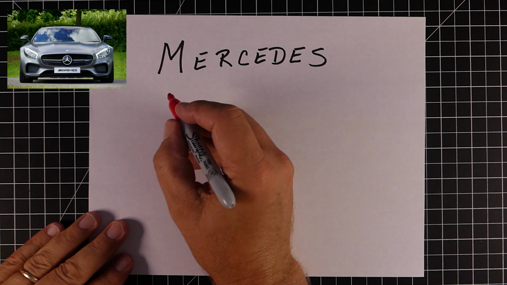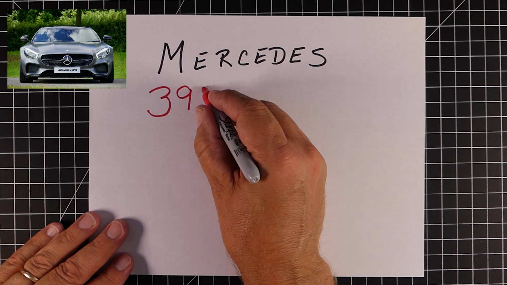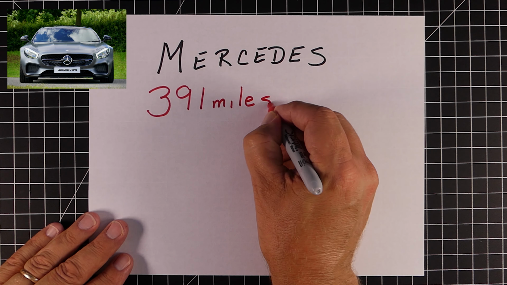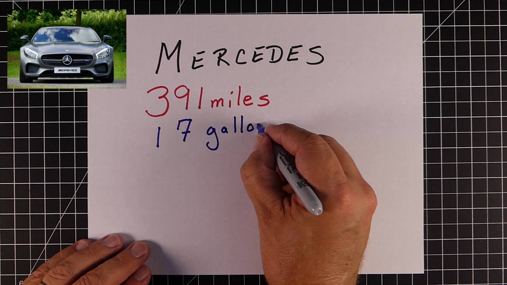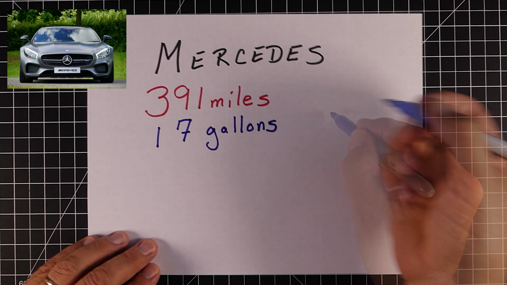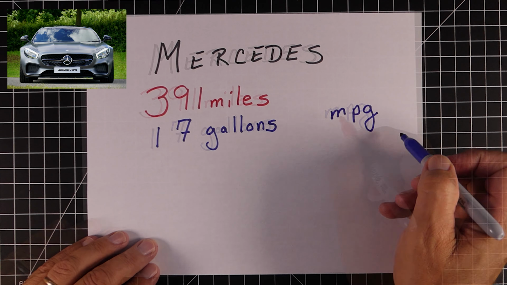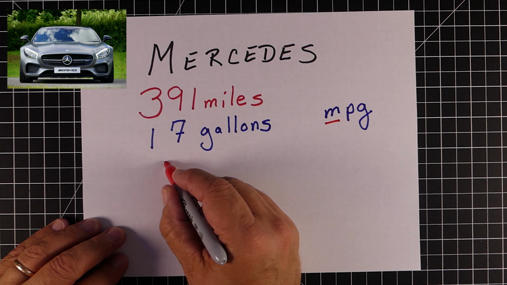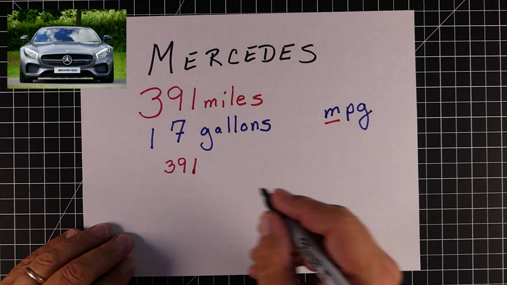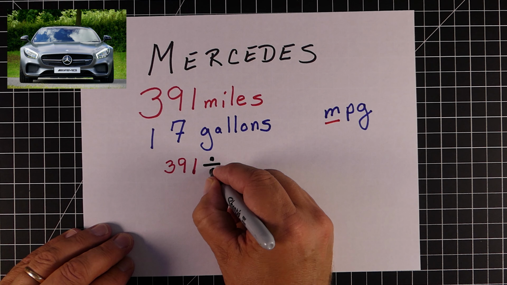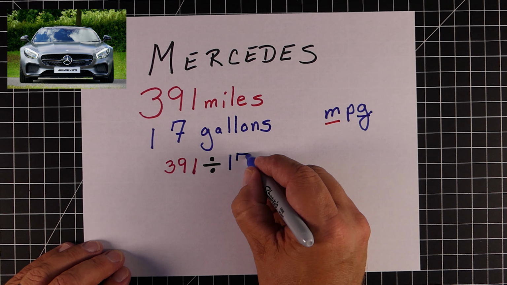So let's say we're going to try to find maybe the miles per gallon. On this particular Mercedes, we traveled 391 miles, and we did that using 17 gallons of gasoline. So in this problem, we might want to find out, okay, what was our miles per gallon? Since it's miles per gallon, we're going to start with miles, which is the 391. Per, that's the one telling us we're going to use the operation of division, so it's going to be divided by the number of gallons, 17.